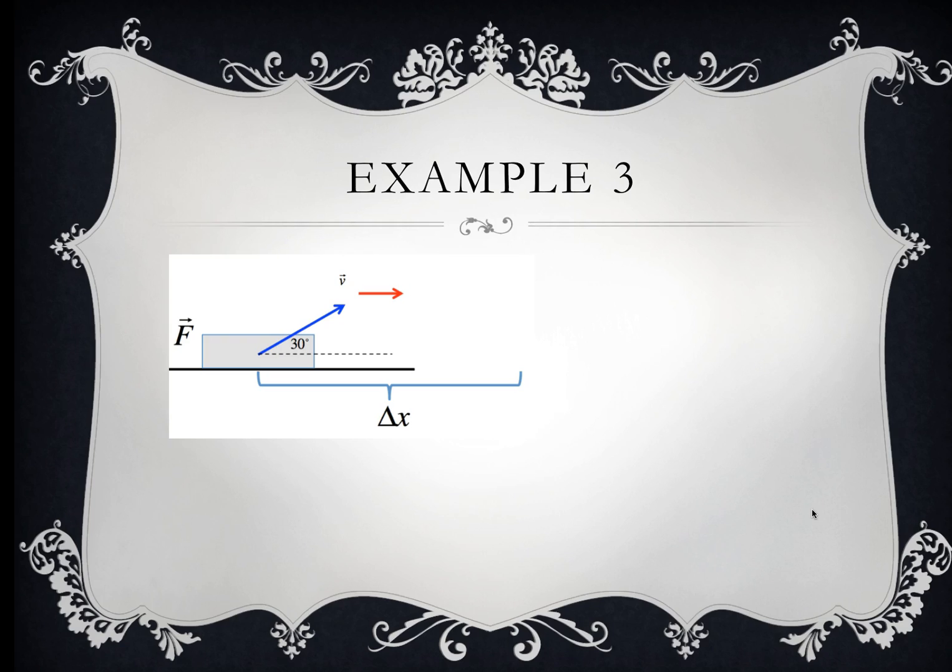Example 3, again the old example of a force at 30 degrees to the horizontal, so it makes a 30-degree angle with velocity.